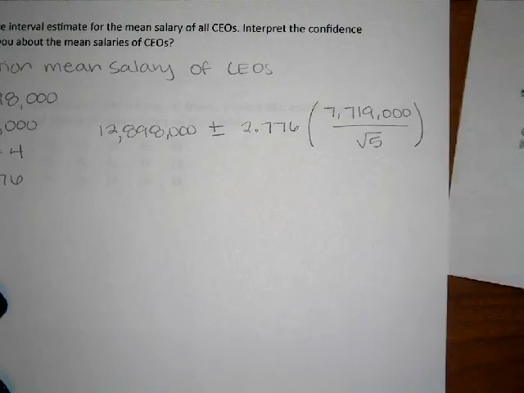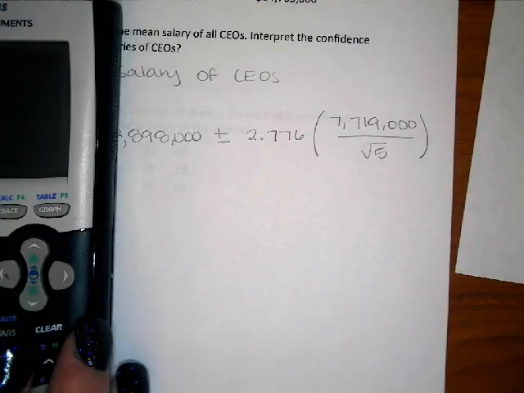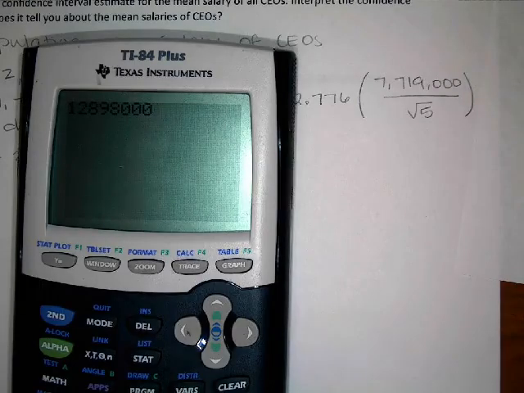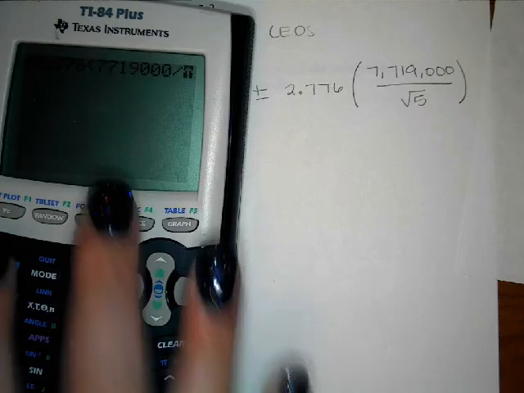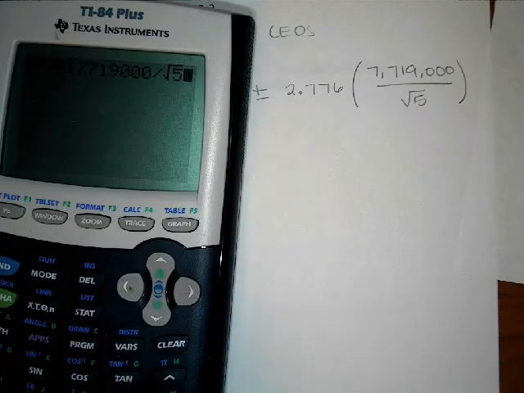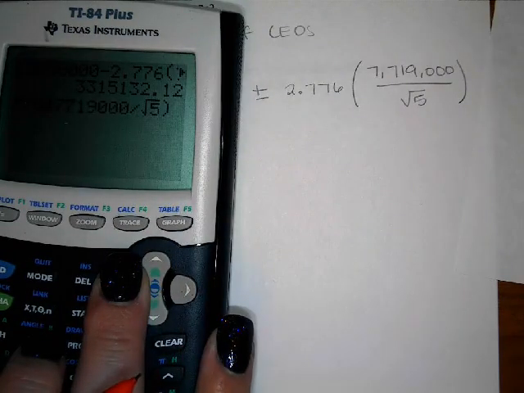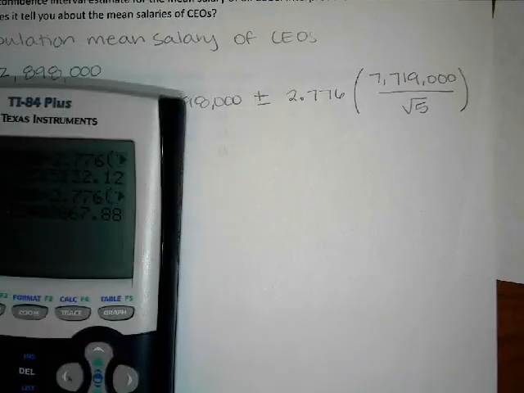All right, so let's calculate that range of values then. 12,898,000, minus 2.776 times 7,719,000 divided by square root 5. And then I'll do the positive version as well to find the upper bound. Okay, so there's my two values.